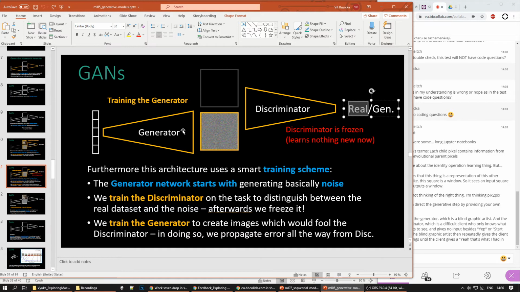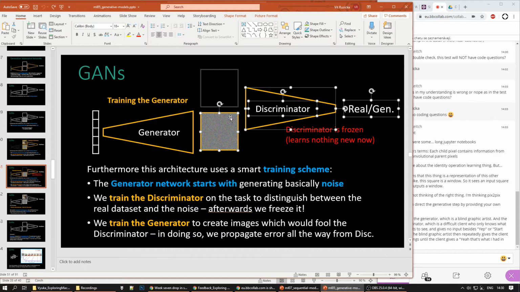So the difference is that the error function here has been propagated all the way from the discriminator. It's no longer just looking at these two values and comparing them and saying, oh yeah, this pixel here versus this pixel here, the difference is there. Instead of comparing these two, you are comparing things through the discriminator.